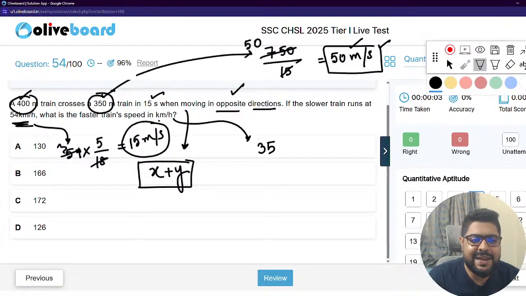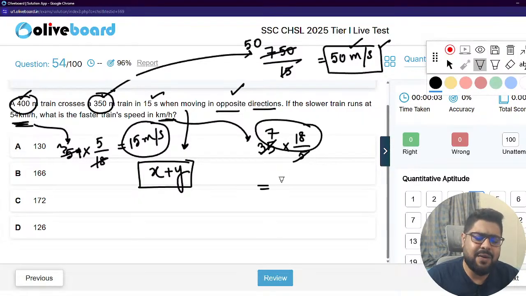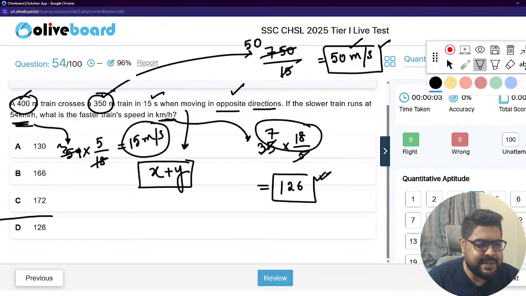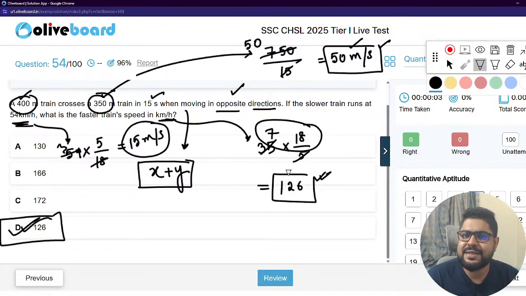But they are asking in kilometer per hour. So you do what? 18 by 5. 5 sevens are 35, so 35 times 18/5. Right, sir? How much is this, sir? 126 is the answer. 126, option number D is your correct answer.